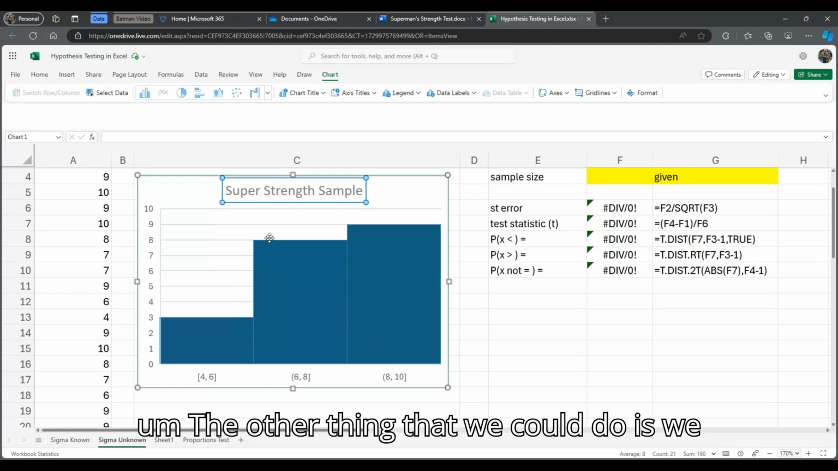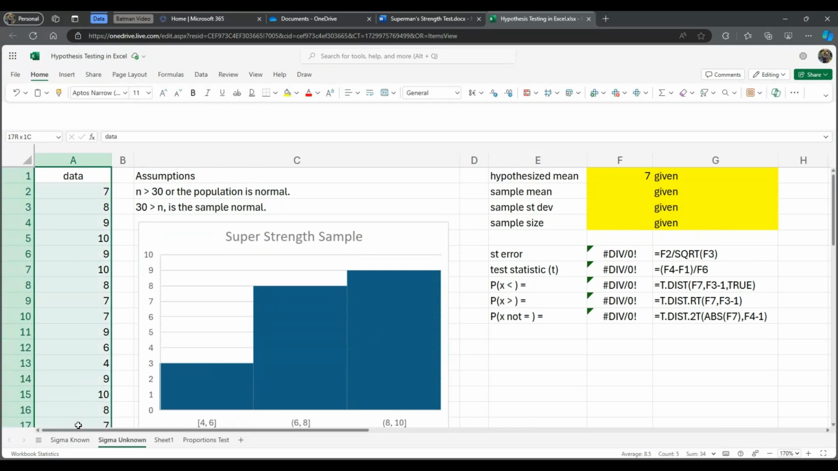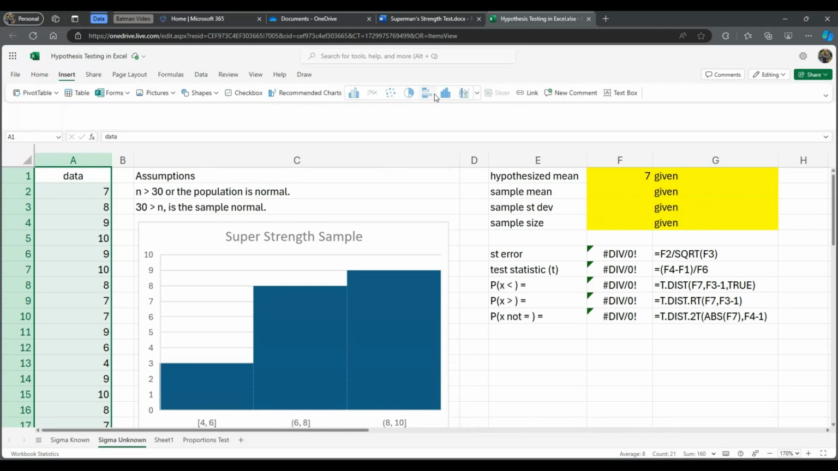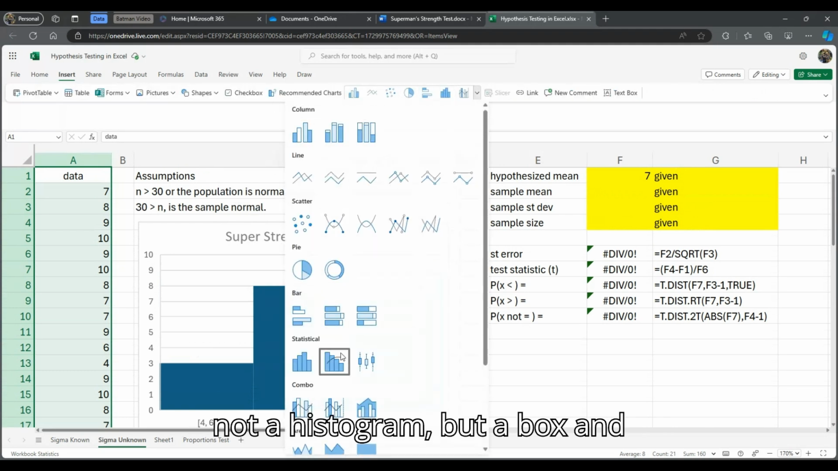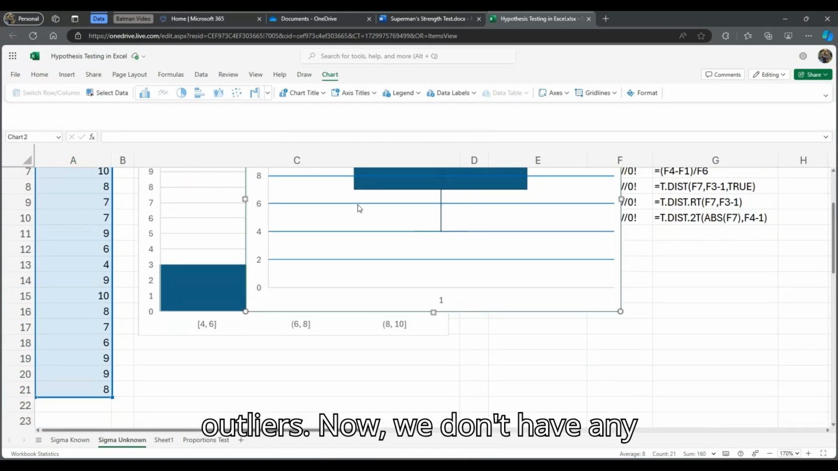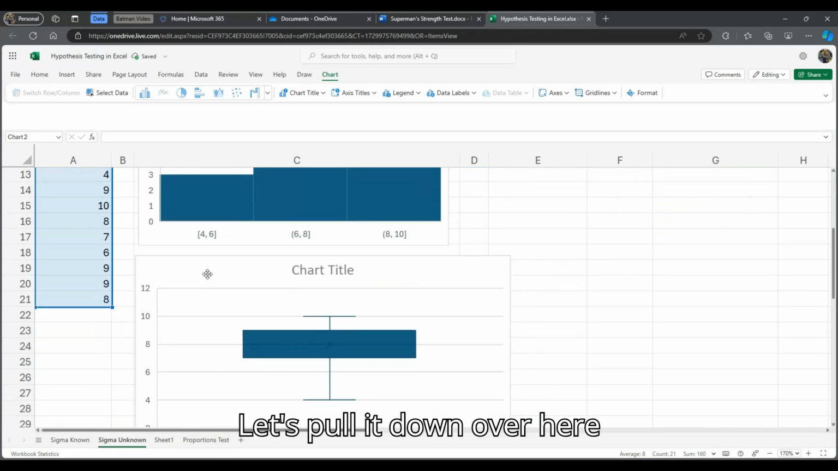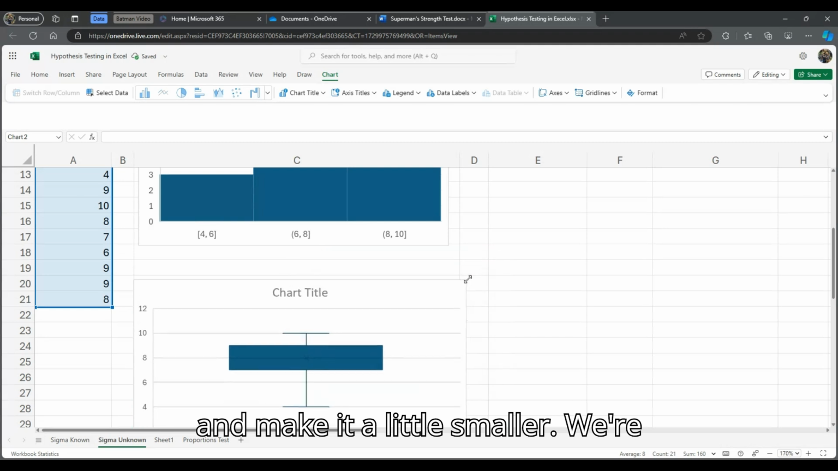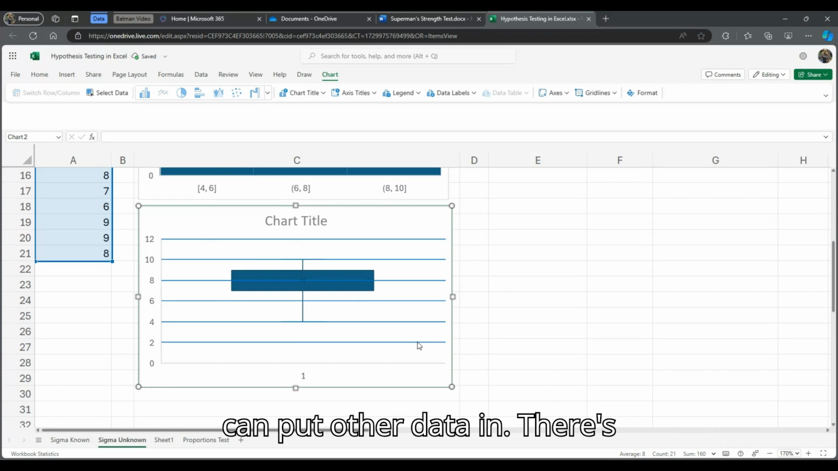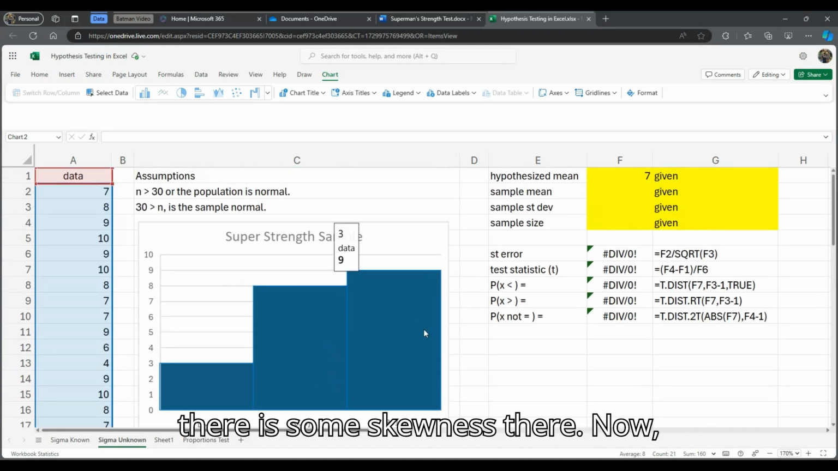All right. The other thing that we could do is grab the data and insert not a histogram, but a box and whisker plot to see if we have any outliers. Now, we don't have any outliers. Let me grab the actual chart. Let's pull it down over here and make it a little smaller. We're setting this up as a template so that we can put other data in. There's no outliers, but again, it looks like there is some skewness there.